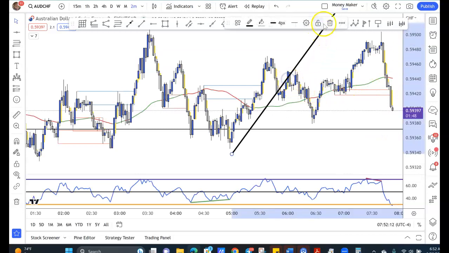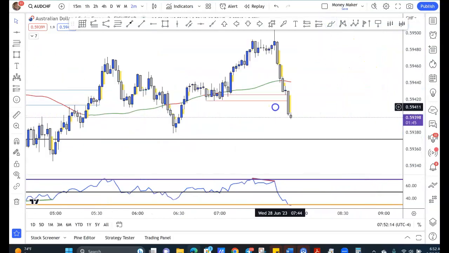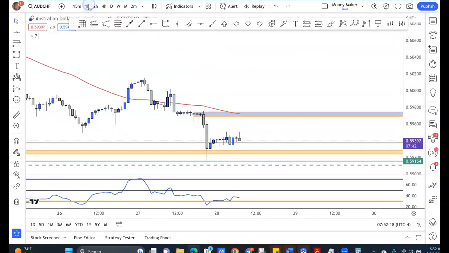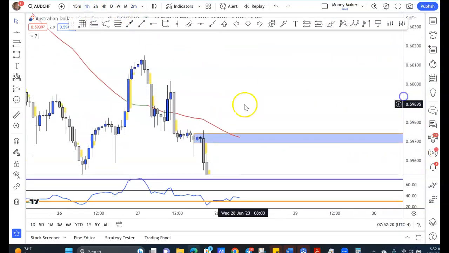So I hope I was able to give y'all some tips and some trade ideas. This is going to be a lovely, beautiful trade when it's ready.